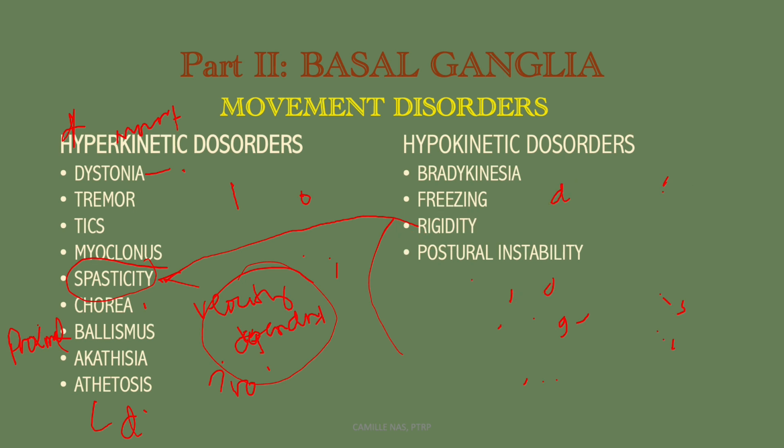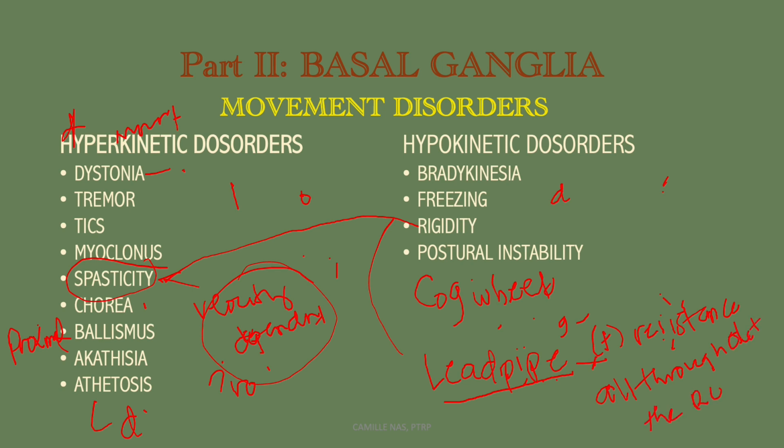Wait lang. You have your cogwheel, yan, and your lead pipe. Okay? Yung example ko kanina, that is your lead pipe. No? Yun yung hindi mo na talaga magalaw. Okay, rigidity yan, kapag hindi mo na talaga magalaw. No? Lead pipe is strong yung resistance niya. There is positive resistance all throughout the range of motion. Okay? Meaning from the starting position, tinatry nyo siyang i-extend, equally same yung resistance. That is lead pipe rigidity.